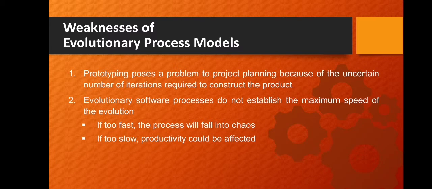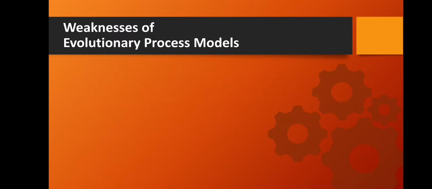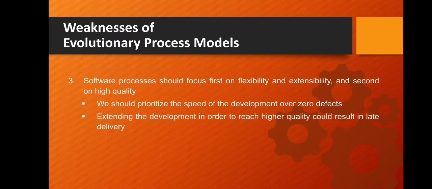Next, we have another weakness: the software processes should focus first on flexibility and extensibility, and second on high quality. So we should prioritize the speed of the development over zero defects. And extending the development in order to reach higher quality could result in late delivery. So those are the weaknesses of the evolutionary process.